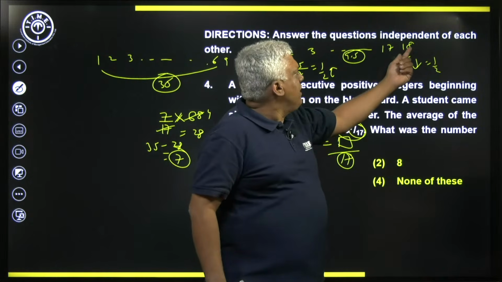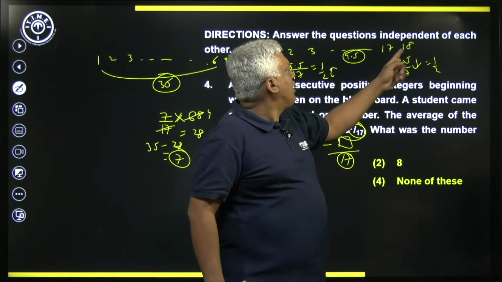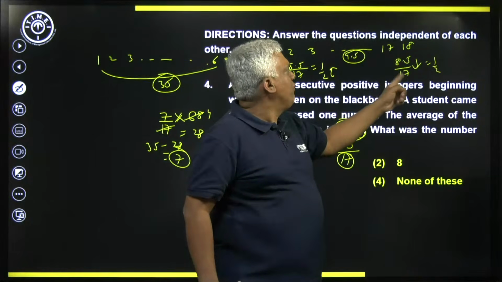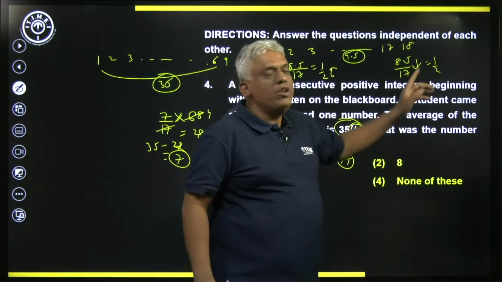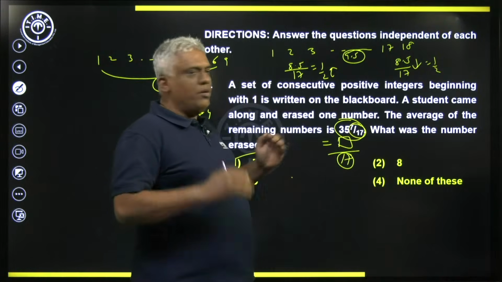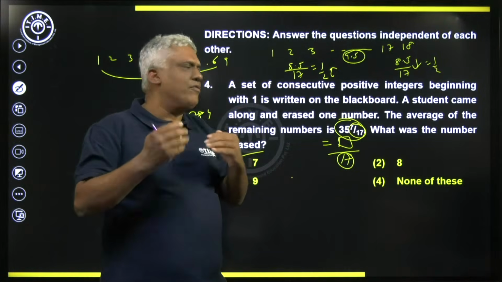Here, if I delete 18, what happened? How much extra has gone? 18 minus 9.5 is 8.5, over 17. So the total of the remaining numbers will decrease by 8.5. The average will go down by half. Okay. So the maximum difference will be half, right?